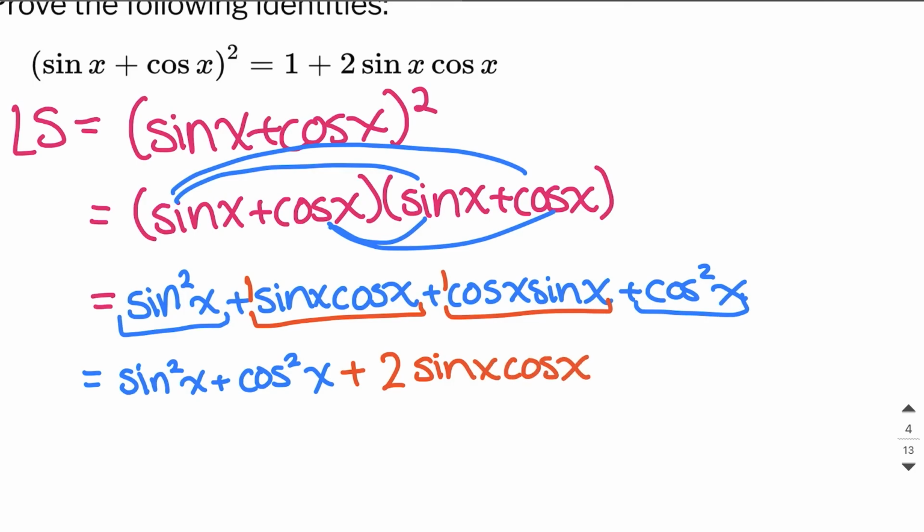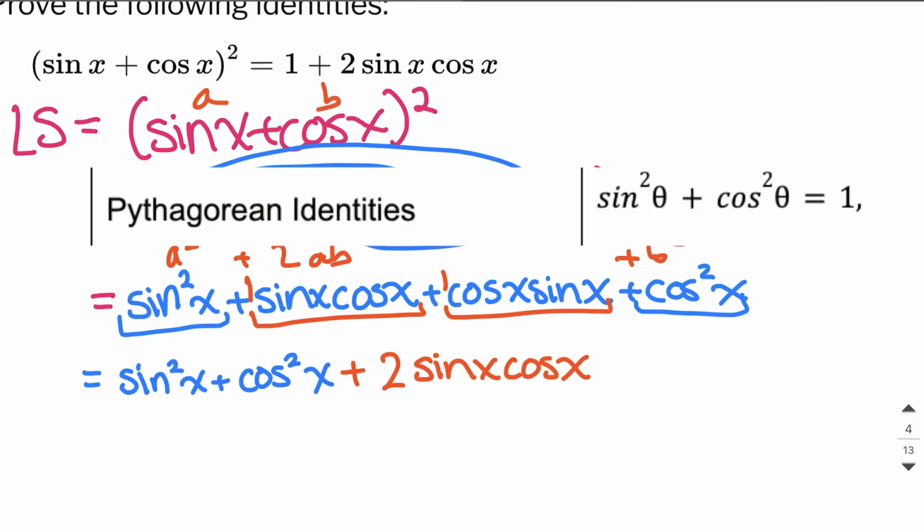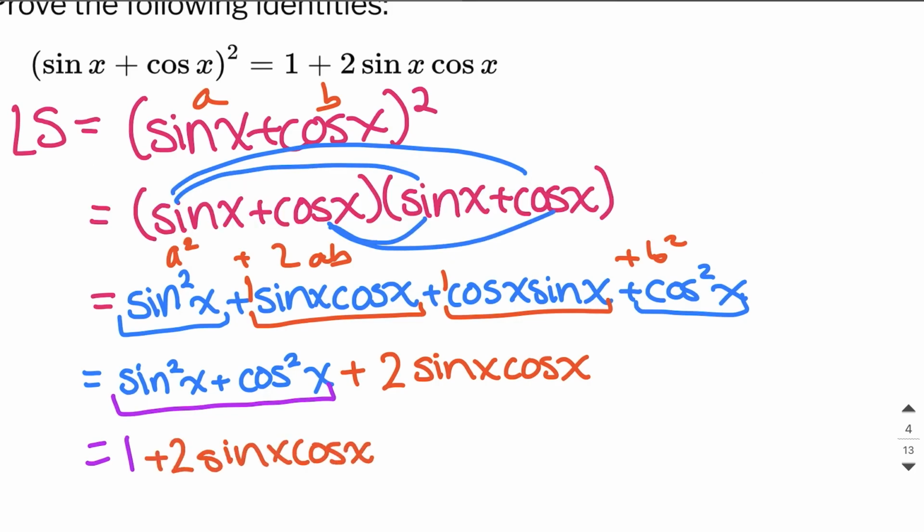Also, if you're comfortable with expanding a binomial squared, you should know that it should be a squared plus 2ab plus b squared, if this is a and this is b. Then we know that sine squared x plus cosine squared x is 1. And then we're just going to copy down the plus 2 sine x cosine x. And look at that. The right side says 1 plus 2 sine x cosine x. So now we can just say left side equals right side.